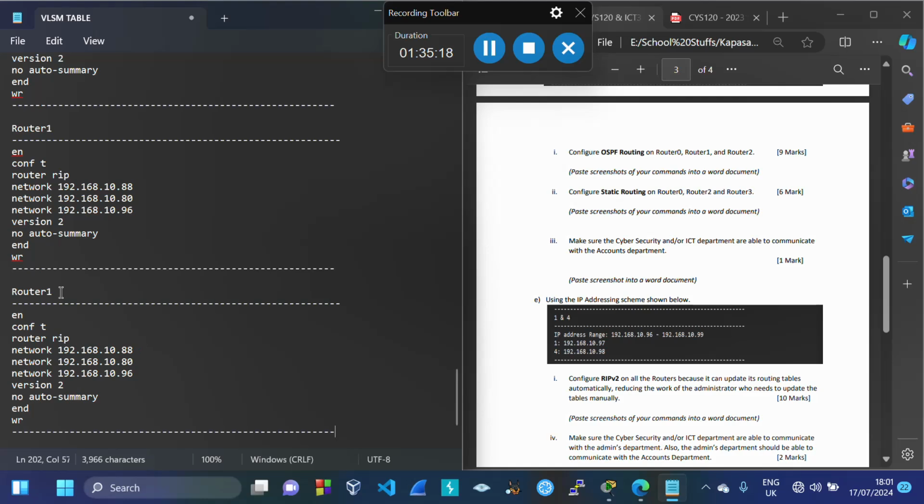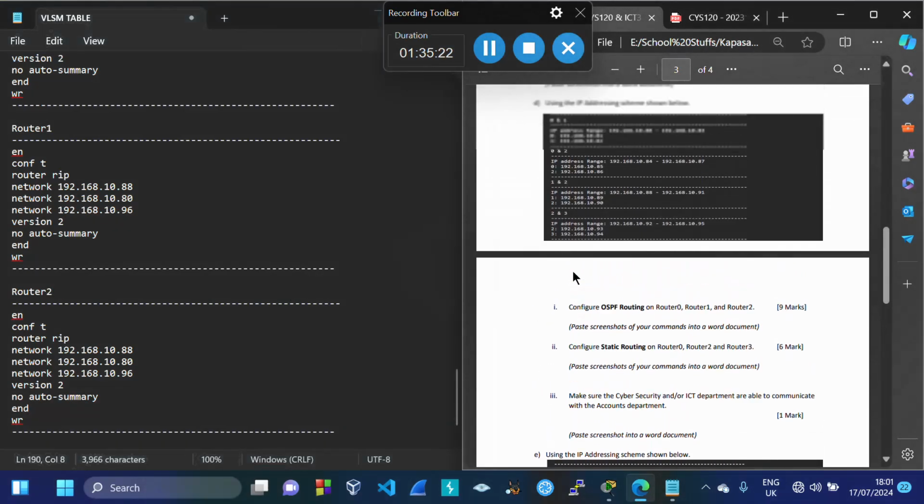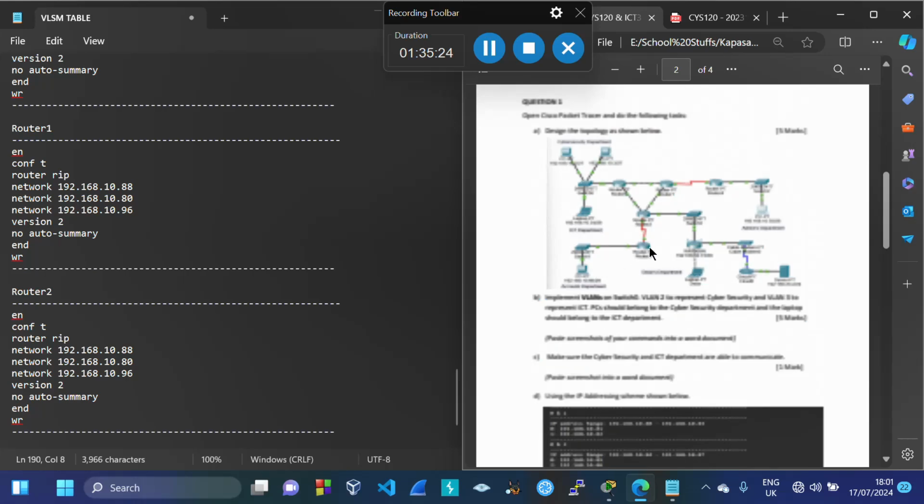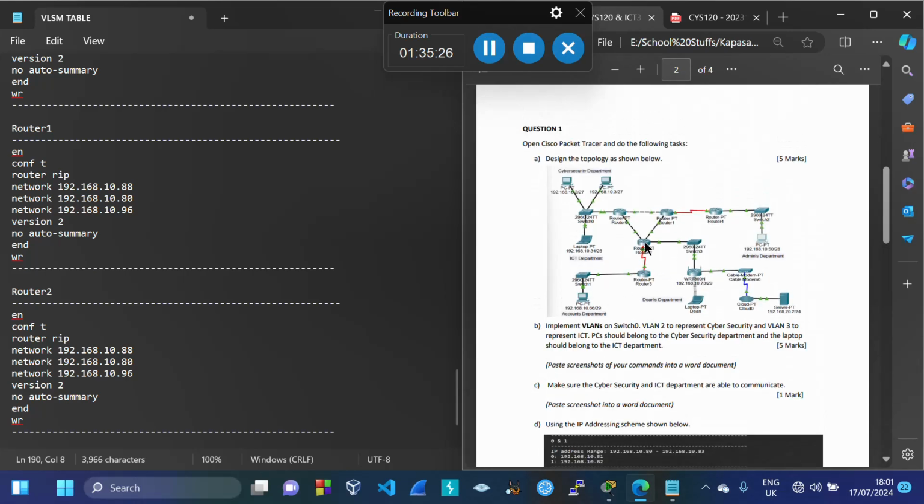For router 2, we just need to advertise the networks it knows. So this is router 2. Router 2 is connected to this network. So we are going to count 1, 2, 3, and 4. So we need 4 networks to broadcast. So I'll just add 4. So we need 4 networks like that to be broadcasted.